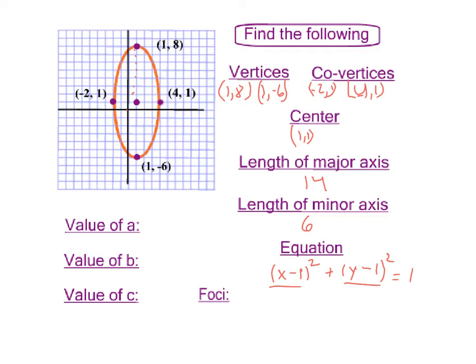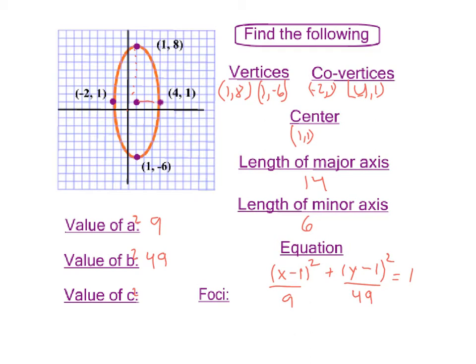So in the x direction, the radius is 3. That means you have 9 underneath there. In the y direction, the radius is 7, so we have 49 there. Our value A is 9, value B is 49. Those are A squared and B squared, and that's fine because that's what we're using.